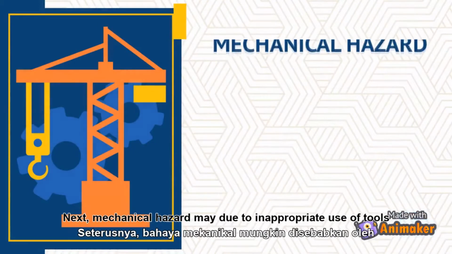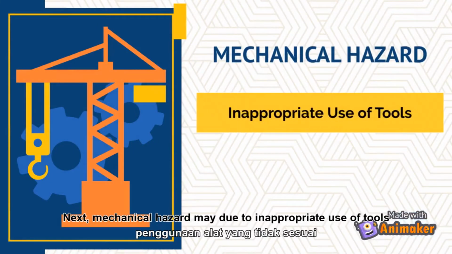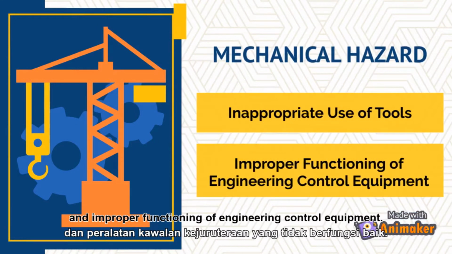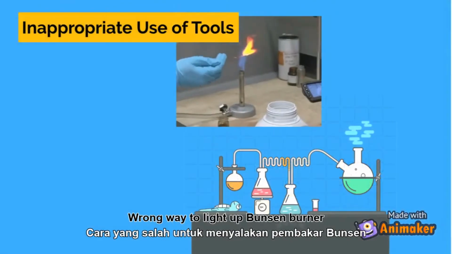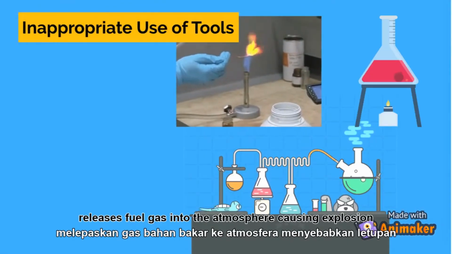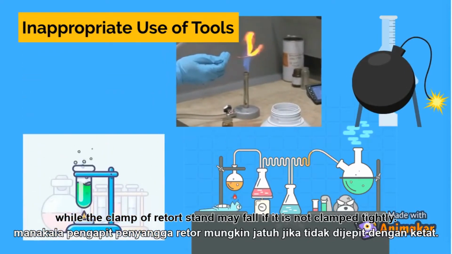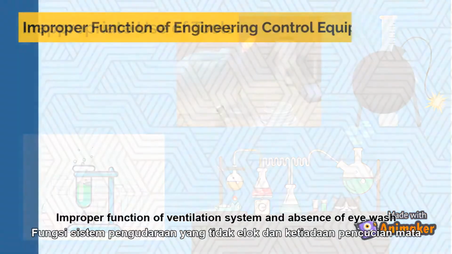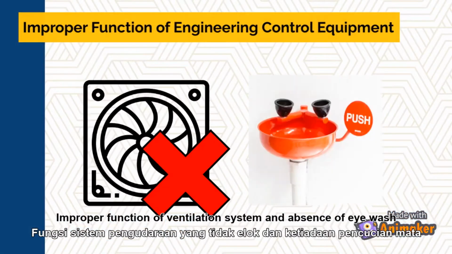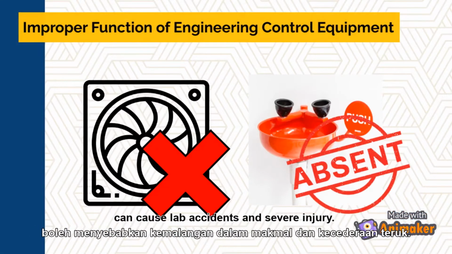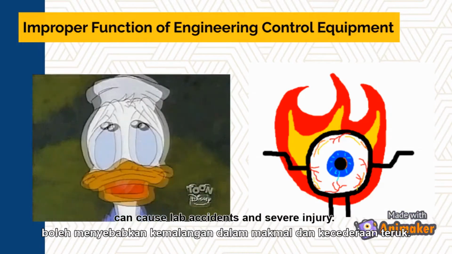Next, mechanical hazard may be due to inappropriate use of tools and improper functioning of engineering control equipment. The wrong way to light up a Bunsen burner releases fuel gas into the atmosphere, causing an explosion, while the clamp of a retort stand may fall if it is not clamped tightly. Improper function of the ventilation system and absence of an eye wash can cause lab accidents and severe injury.